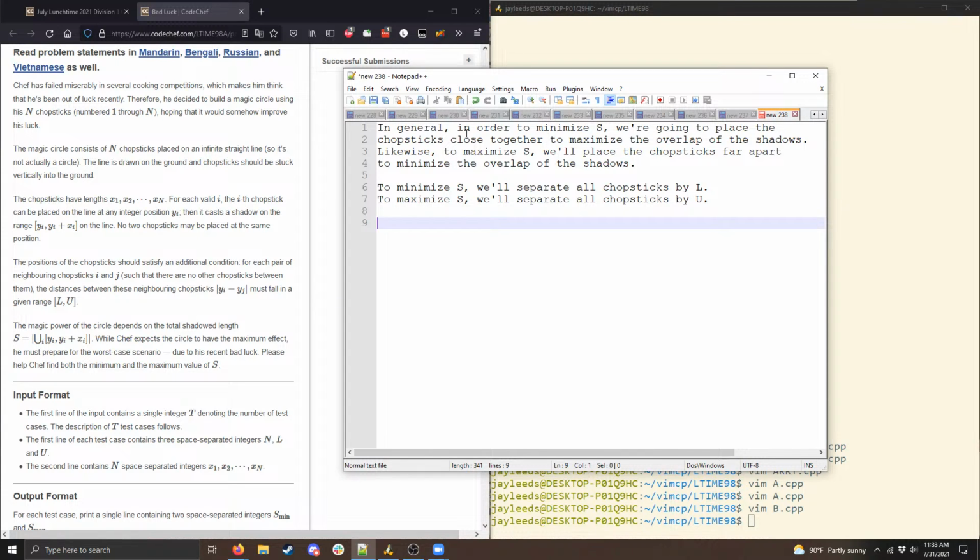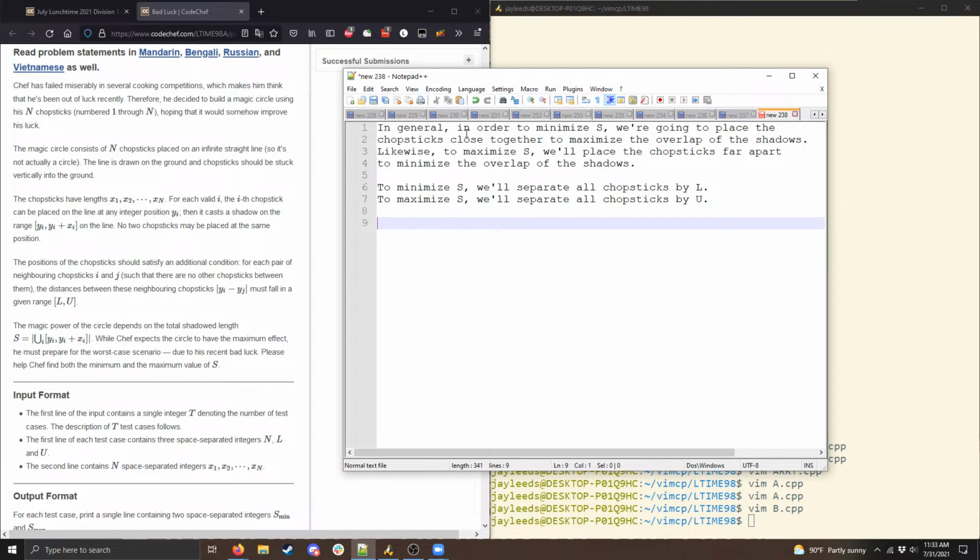So now we essentially have two different problems. First we're going to try and separate the chopsticks by L and find the minimum possible value, and then we're going to separate them by U and find the maximum possible value. Okay. Now, for the minimum possible value, let's see.